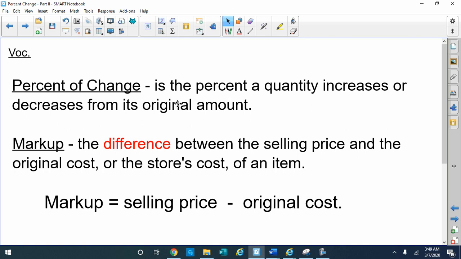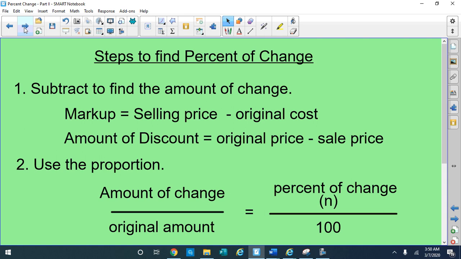amount. Markup was one of the definitions, the difference between the selling price and the original cost, or the store's cost of an item, where the markup is equal to the selling price minus the original cost. I also mentioned these steps. I'm not going to go through these steps with you because you can check out the other video on percent increase and percent decrease on how to use them.